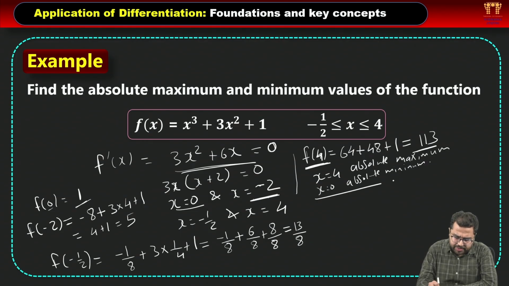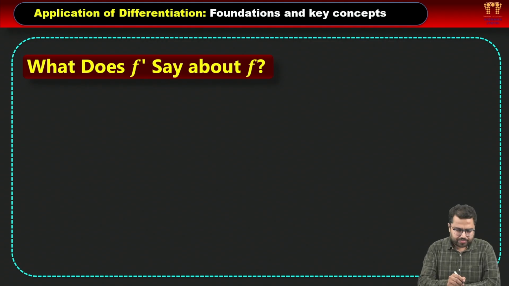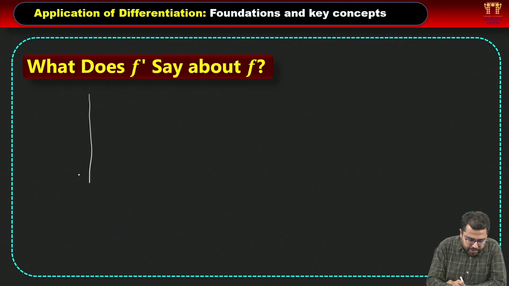So this is some preliminary concepts about maximum and minimum. Next we will see what you can say about the function from f'. You have seen about maxima and minima. We will see how you can identify whether your function is increasing or decreasing. So we'll see what f' says about f. We'll draw one graph. I will draw one graph here.